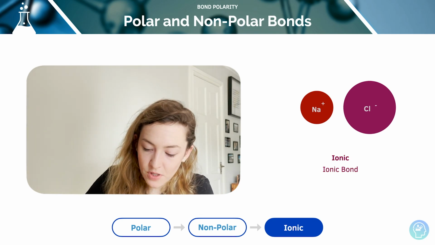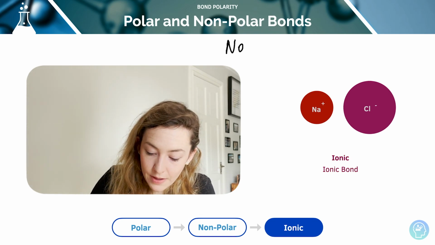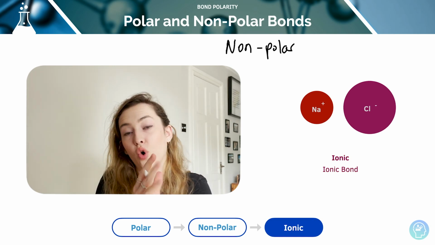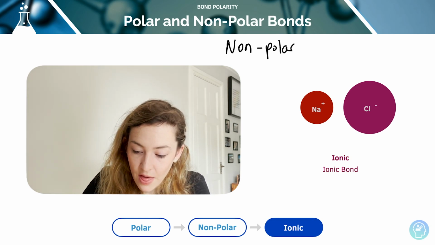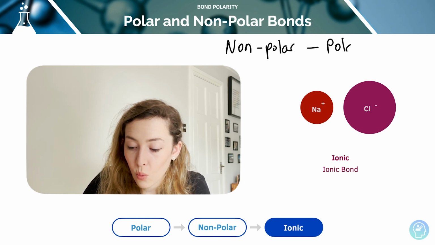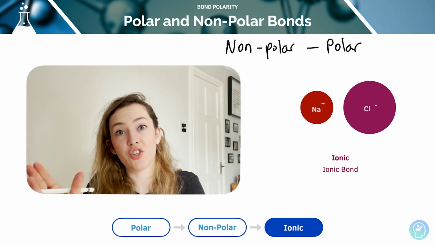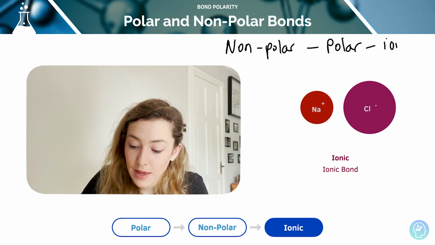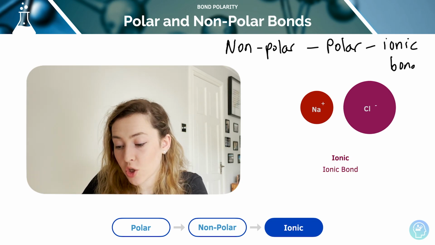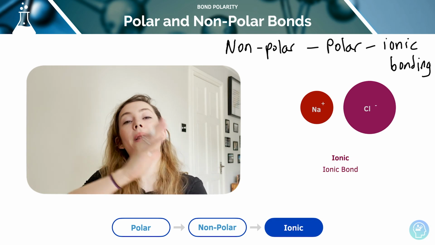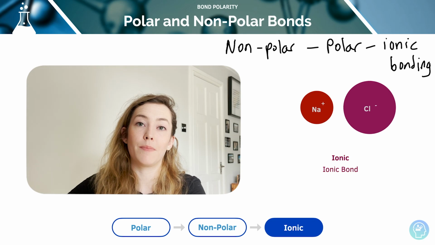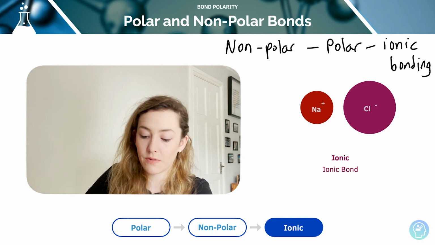Okay, so in terms of the strength, we've got non-polar. That's where the electrons are held perfectly in the center, a pure covalent bond. Then we've got polar, which is where the electrons are held more closely to one atom than the other in the bond. And then the extreme is ionic bonding, where there is such a big difference in electronegativity that we've got the complete transfer. Those electrons move completely over to one atom and they're completely lost from the other.